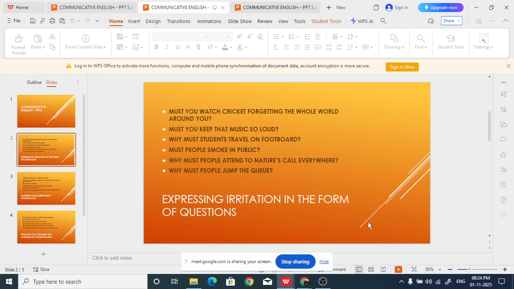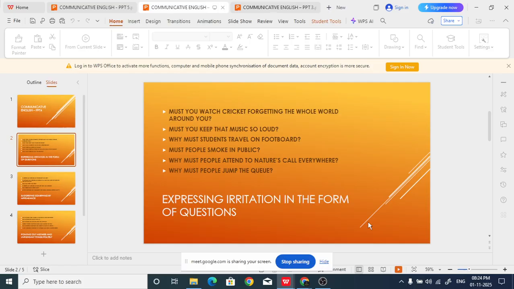Why must people jump the queue? Suppose people are not standing in the queue and somebody is coming from the rear side and coming in the front. So he is jumping the queue. So we ask, why must or must you or must I or must we, like that. Can anybody make a sentence? You are using this because you are irritated because of that action. So a little anger is there, a little irritation is there. So you are using must.